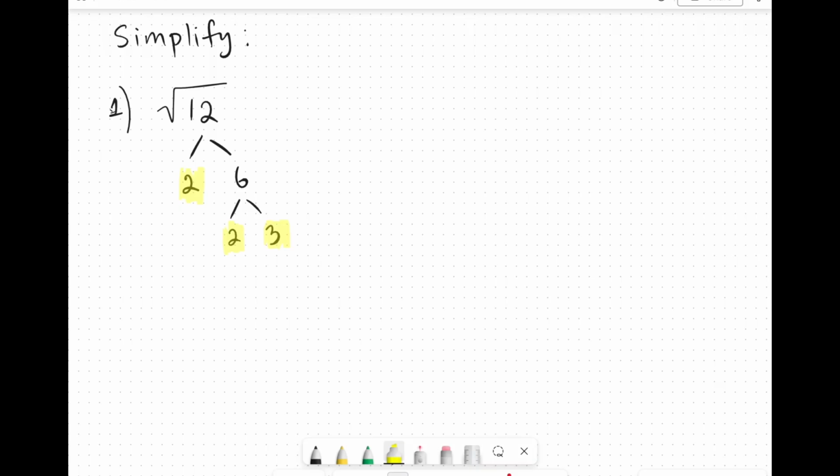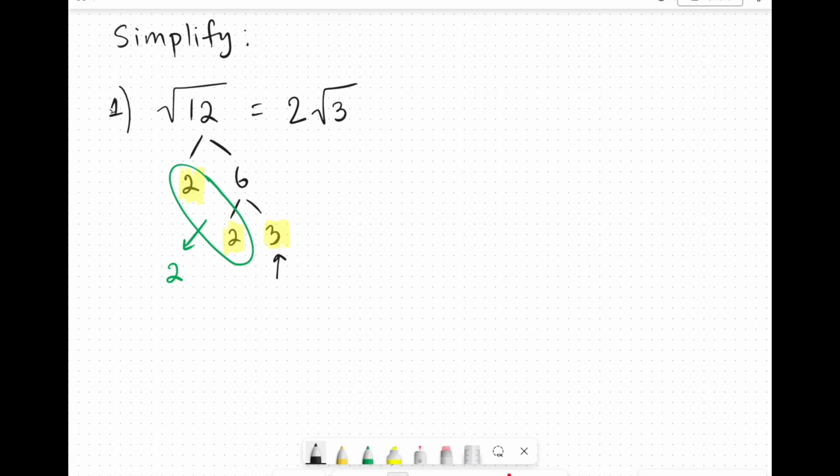Among the highlighted numbers, you are now looking for a pair or pairs of numbers that match. Here you only have one pair of 2's. And when you write in the answer to the simplified version of square root of 12, you will take one number from that pair and place it to the front of your answer. So the 2, because we had a pair, goes to the front. And everything that does not have a pair, in our case it's a 3, goes back under the root.